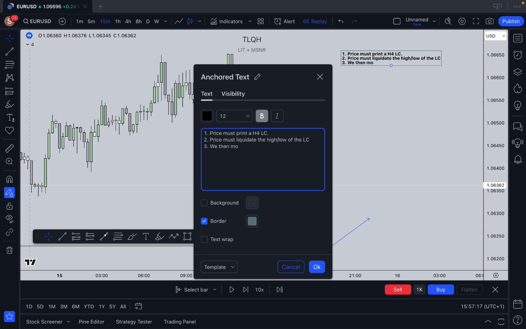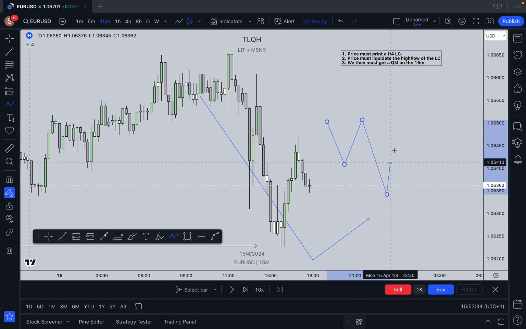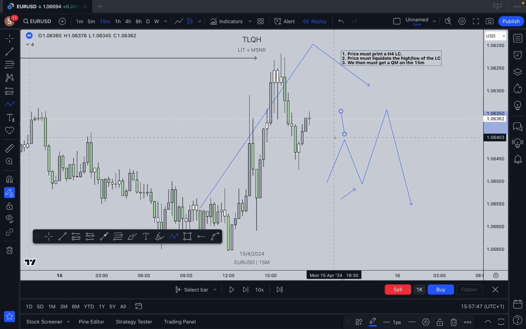We then must get a QM on the 15-minute. So a QM is when we take out a low. We create a low or a high, like so. We take that out and then we close above the high here. So we take out that low there and then we close above the high. If it was a bearish example, we would be taking out the high and closing below the low.